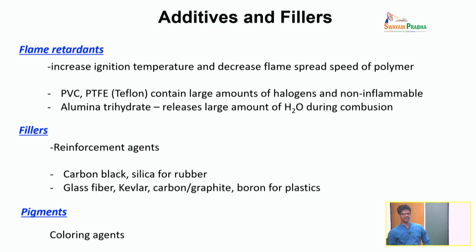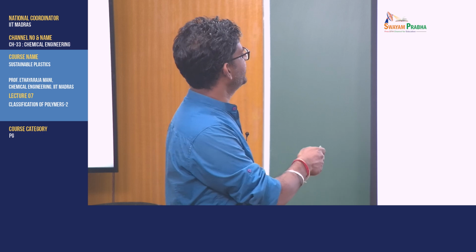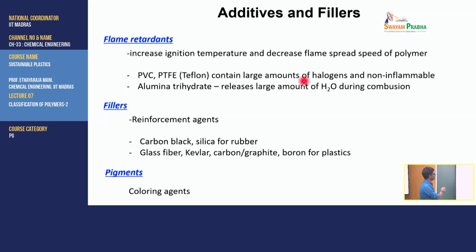And as I said, flame retardant. The reason to use a flame retardant is to increase the ignition temperature, meaning the temperature at which it will catch fire. By adding a flame retardant, you can increase that, or in other words, you can have an agent that will scavenge the free radicals. Mostly halogens are used for this application. Chlorine, iodine, fluorine, bromine are typical compounds used as flame retardants. Examples are PVC and PTFE, which contain a large amount of halogenated compounds.